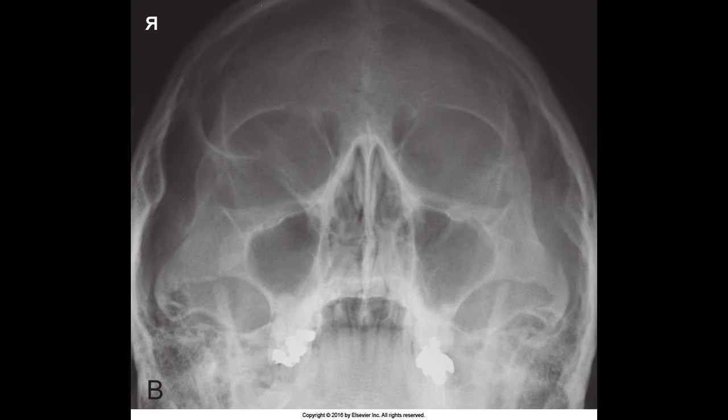This is the parieto-acanthial projection of the maxillary and sphenoidal sinuses. It's also known as the Waters method. Again, using that horizontal beam, we are looking to evaluate any potential air fluid levels. Of course, it's most important to see the maxillary sinus, and I can see that here on my image.